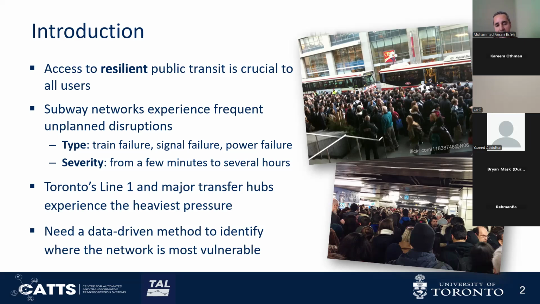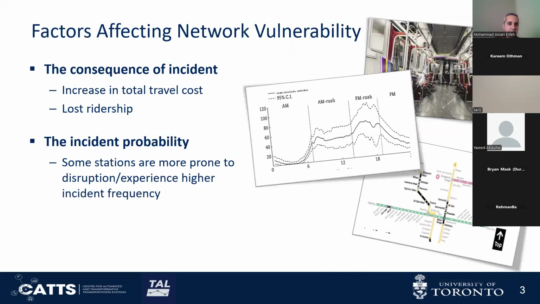The point is that these pressures are not evenly distributed in the Toronto subway network. Toronto's Line 1 and the major transfer hubs carry the highest volume of passengers, and they have the most complex operations. So they usually experience the heaviest pressure and increasing travel time when those disruptions occur in the system. So there is a need for a data-driven method to identify where the network is most vulnerable. So which stations, for instance, in the Toronto subway network are most vulnerable?